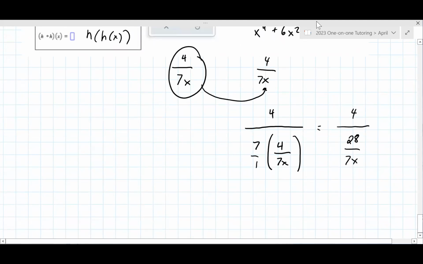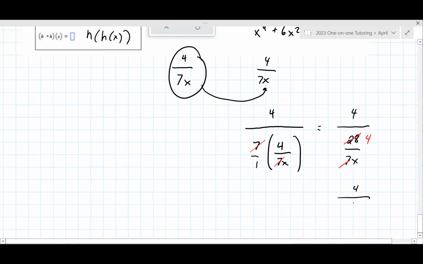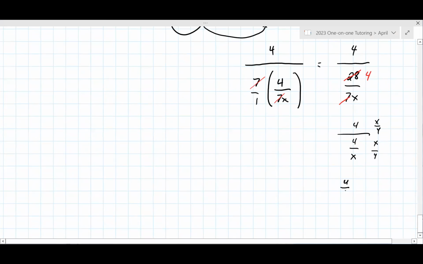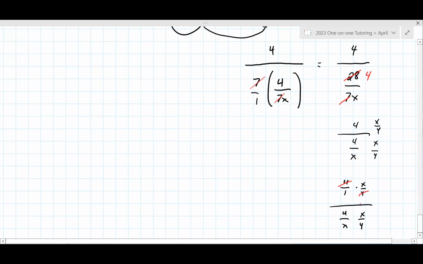You might say, okay, I see that 28 goes into 7. Just gives me the 4. See, they actually canceled over here on the left as well. You have 4 over x. You can multiply by the reciprocal. The numerator is really 4 over 1 times x over 4. And you can see that everything except the x cancels. So just x. Okay, I remember these.